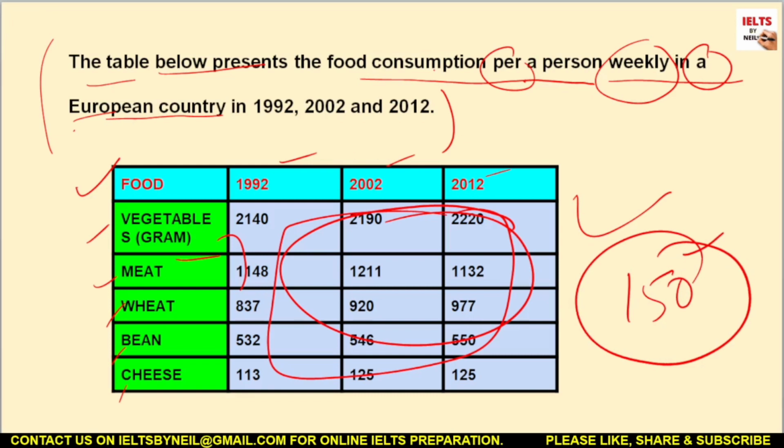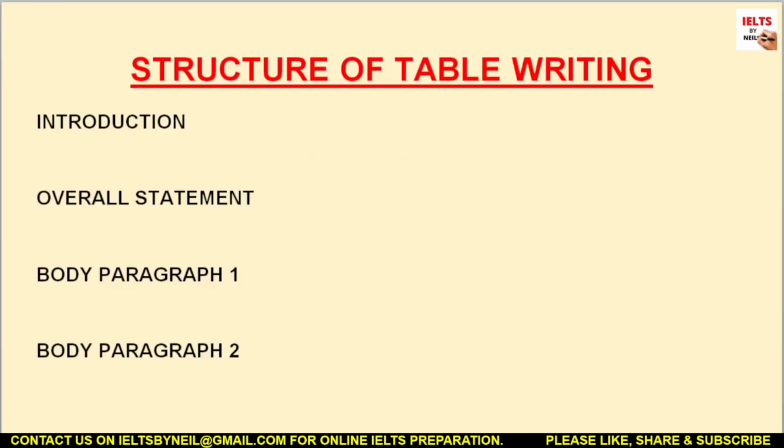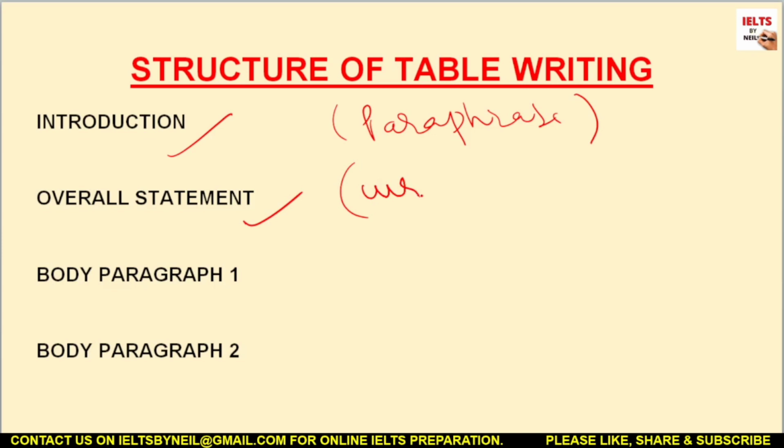So let's see first of all what the structure of this is. Please note that the structure for all Writing Task 1 is the same. For example, the first paragraph will be the introduction, in which you will just paraphrase the question statement. The next one is the overall statement, in which you will write the main features.